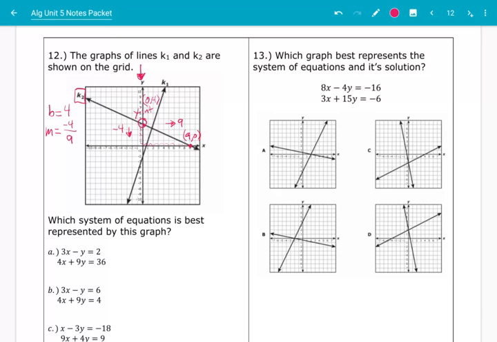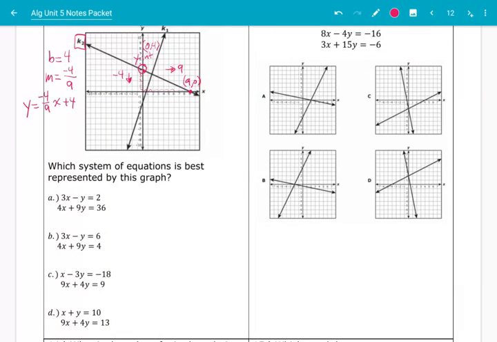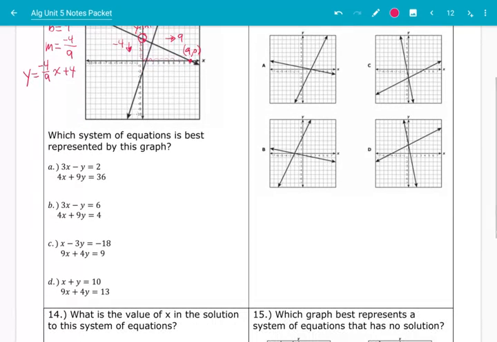So that is the slope. So we can say that the pink line, let's write it in slope-intercept form, is y equals minus 4 over 9x plus 4. Let's see. Oh my, looky here. These are in standard form. Let's do a little work, shall we?